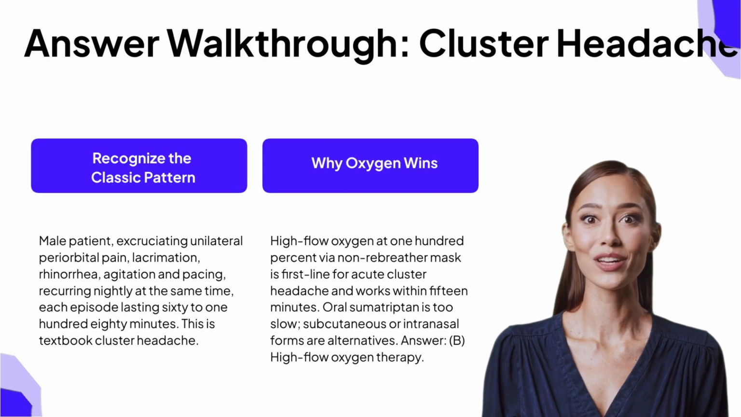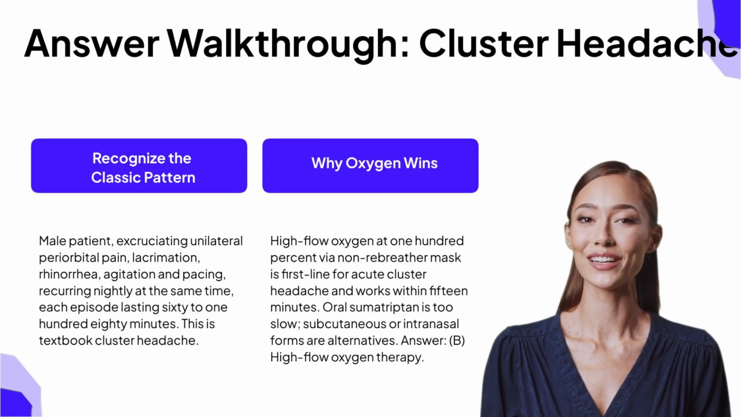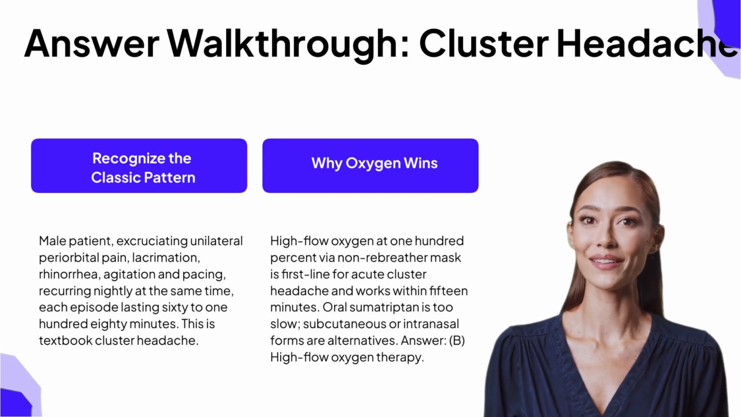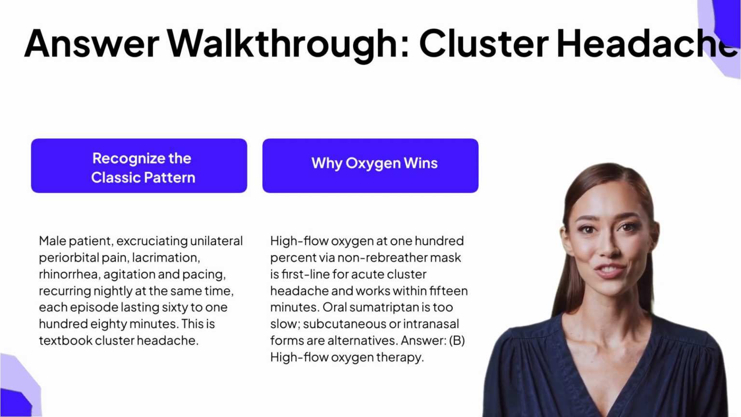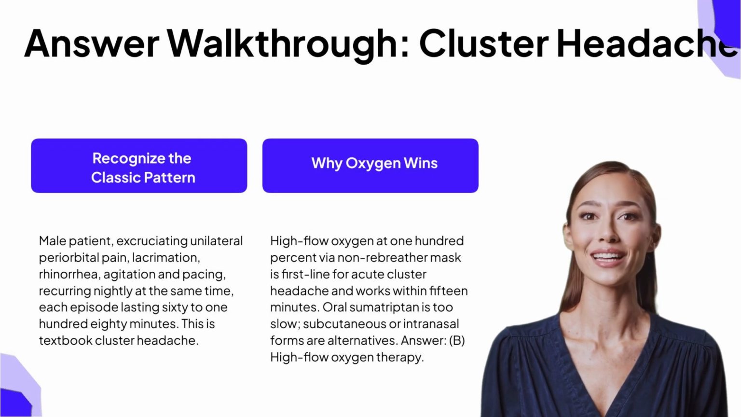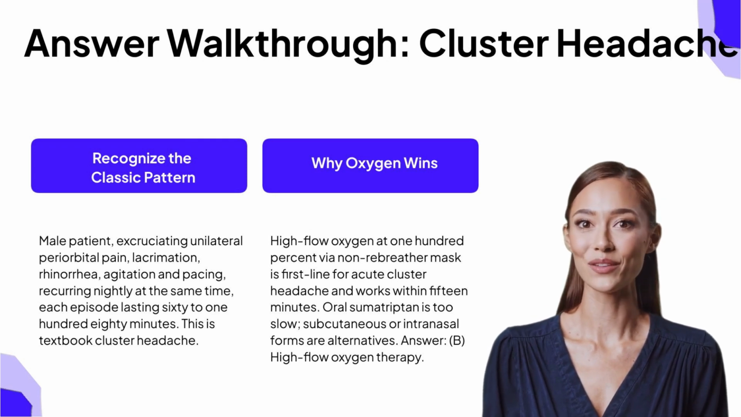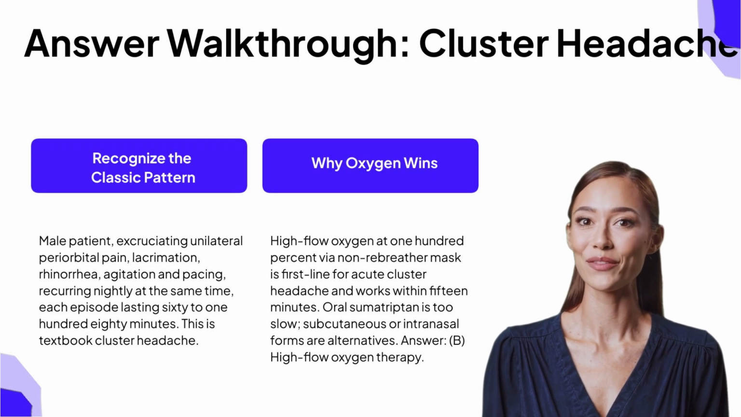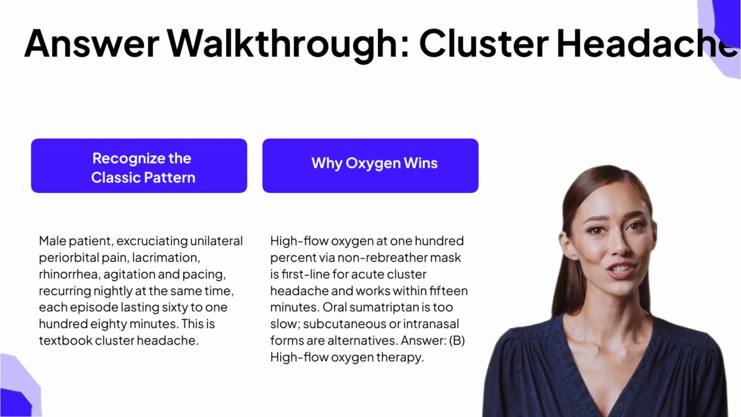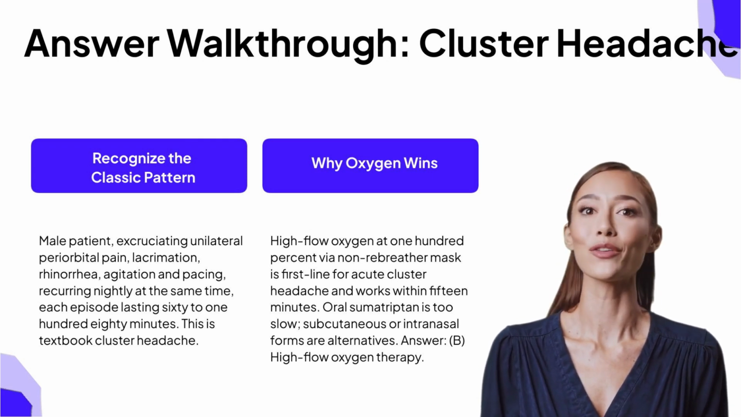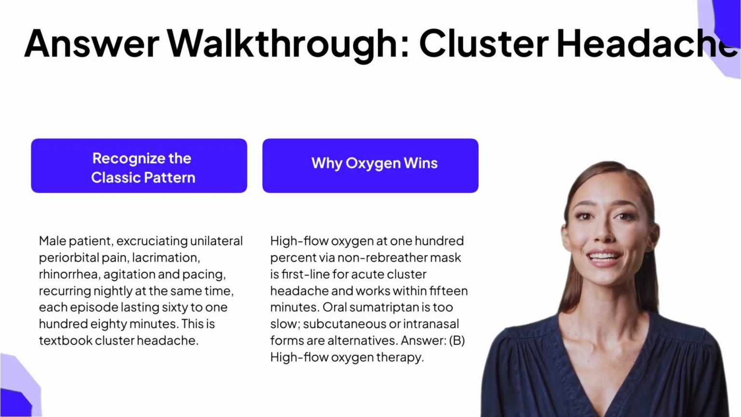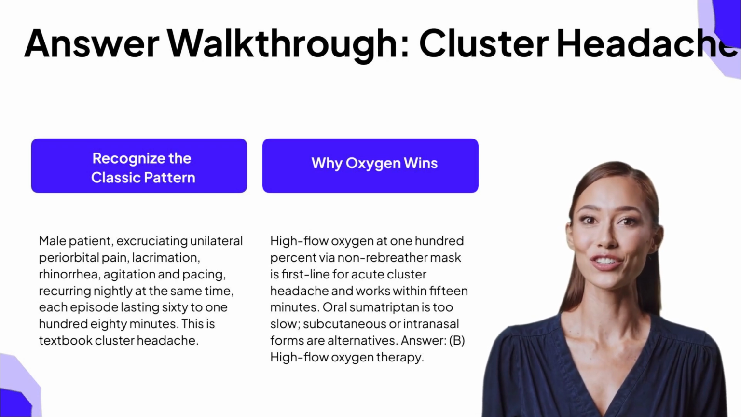High-flow oxygen at 100% via non-rebreather mask is first line for acute cluster headache. It works within 15 minutes and has no significant side effects. Oral sumatriptan is too slow for cluster headache. Subcutaneous or intranasal triptans are acceptable alternatives, but the oral form is not. Ketorolac and ibuprofen will not adequately treat the severity of cluster headache pain. The answer is B, high-flow oxygen therapy.